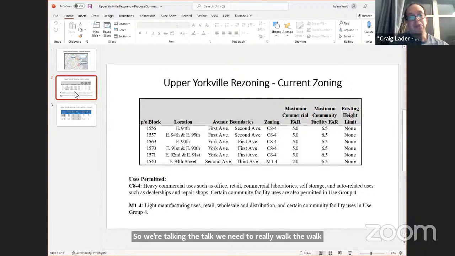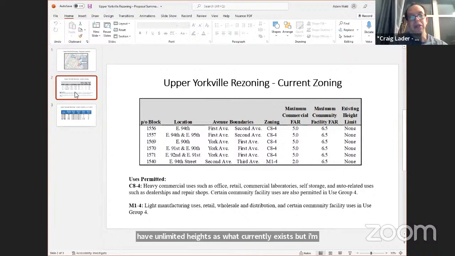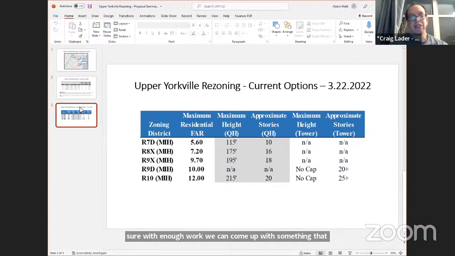And people may be surprised to hear this, but I think it is appropriate to be talking about height limits and being contextual on these mid blocks over here. Maybe we can go beyond what currently exists and beyond just R8B, if it achieves our affordable housing goal, because sometimes we just need to compromise to get something that we need. So maybe we want to make sure we don't have unlimited heights as what currently exists, but I'm sure with enough work, we can come up with something that is rational and has a chance of moving forward and being embraced by our community. So again, Adam, thank you so much.